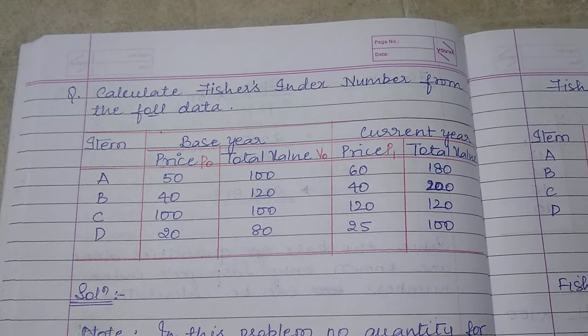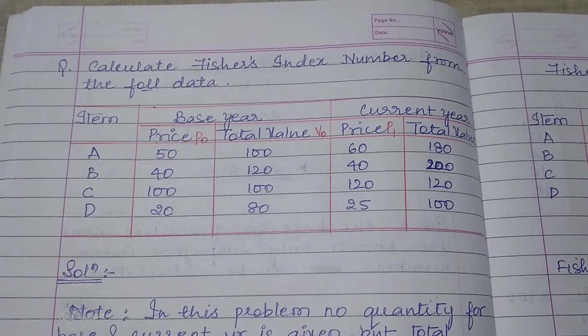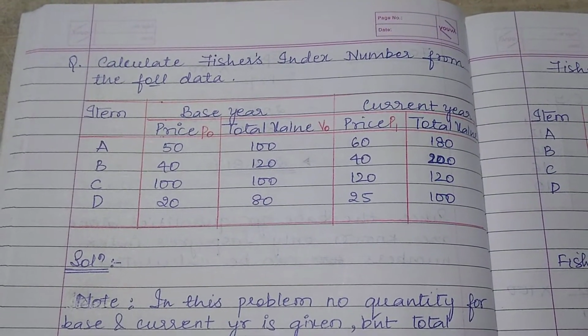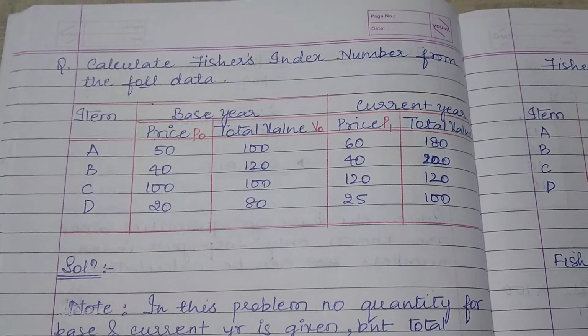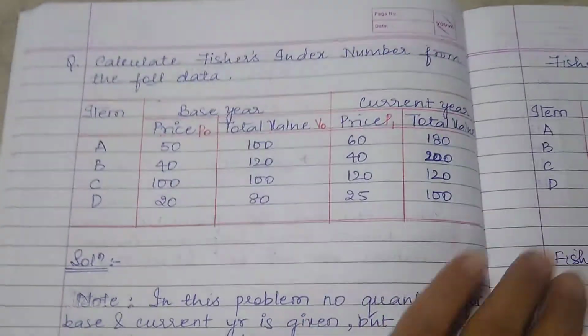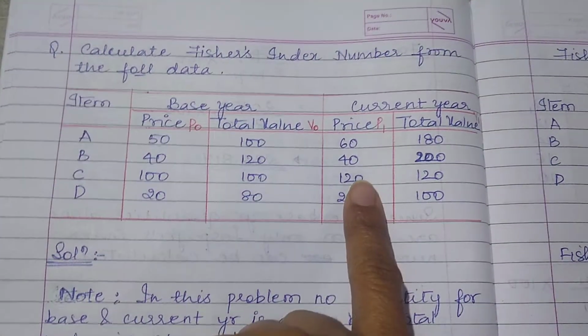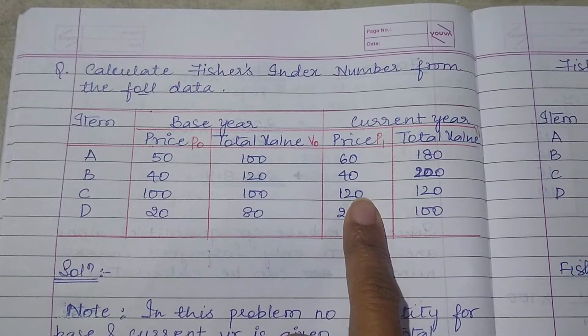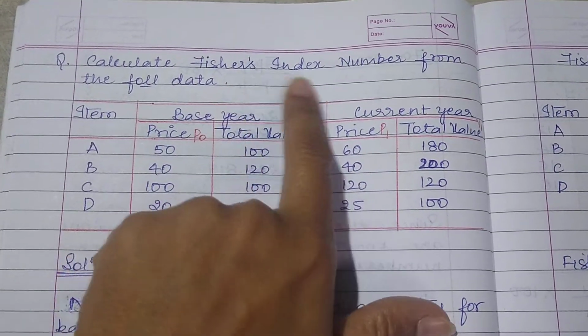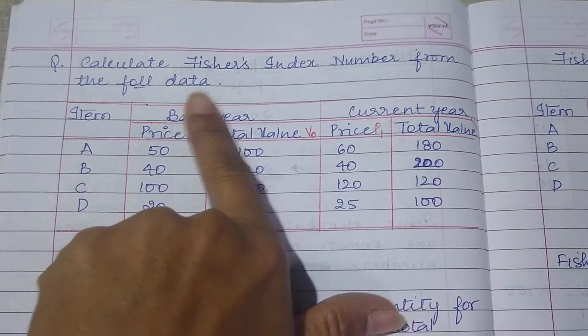In last class we studied how Laspeyres method, Paasche's index number and Fisher's index number are calculated. In today's class we will again study the same thing, okay, but in a different method. This question is very important, okay. Now calculate the Fisher's index number from the following data.